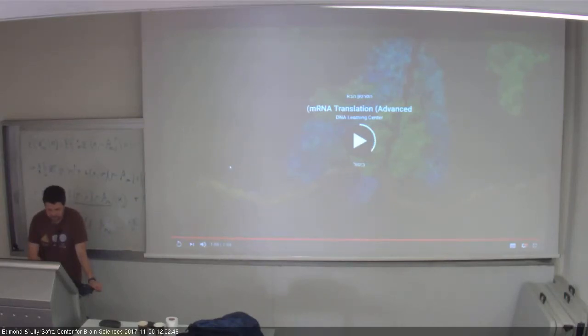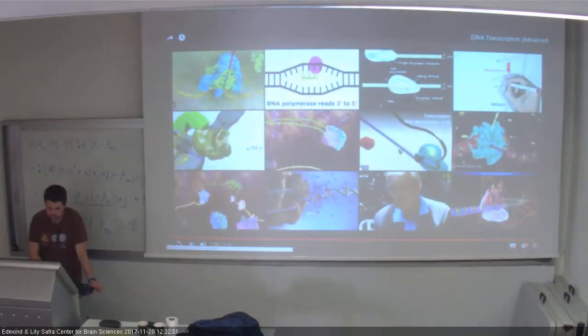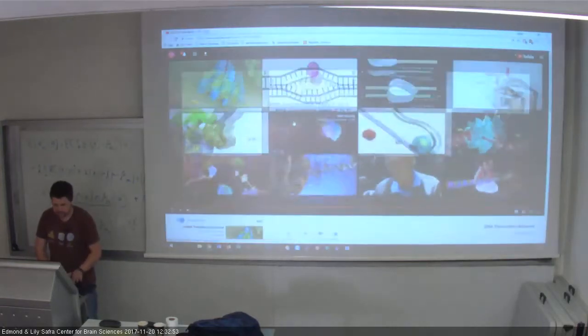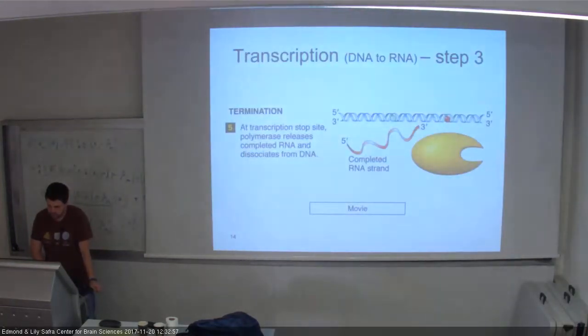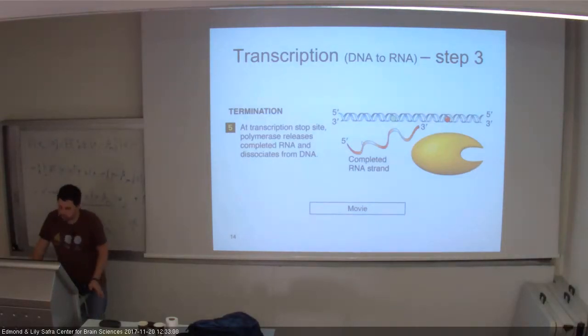So, the thing that was not accurate about this is the termination. Again, because we don't know. But we're pretty sure that what happens is that the RNA is not being cut out of the polymerase. I can tell you what are the models that we think about today.